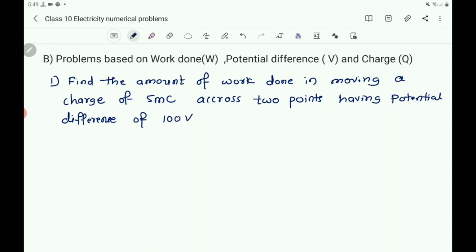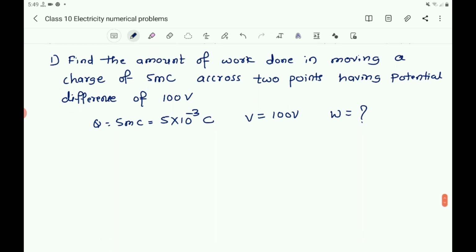Here what are given? Charge is given and potential difference is given. Then what we have to find out? We have to find the amount of work done. Write Q equals 5 millicoulomb, that is 5 into 10 power minus 3 coulomb. The potential difference is given, V equals 100 volts. We have to find W, the work done in bringing the charge of 5 millicoulomb across 2 points having a potential difference of 100 volts.